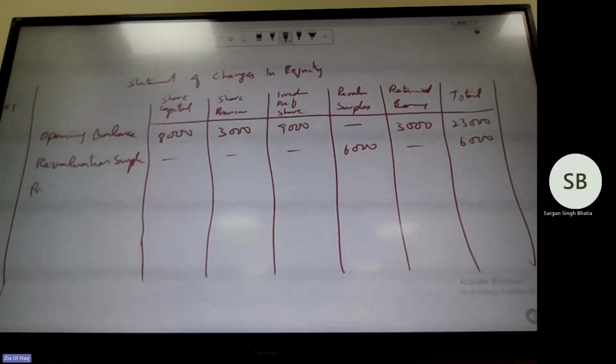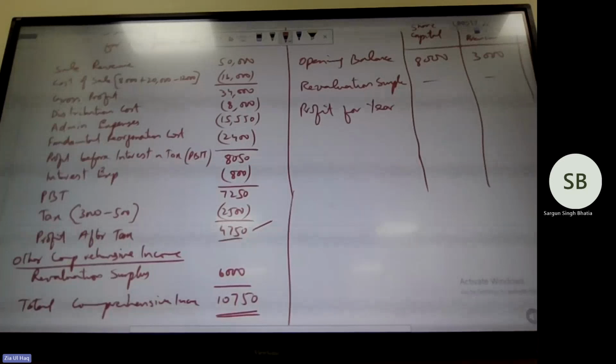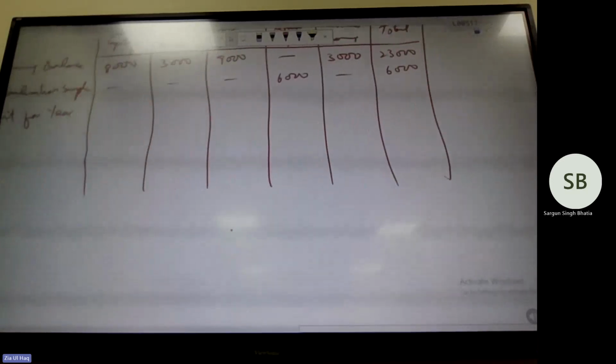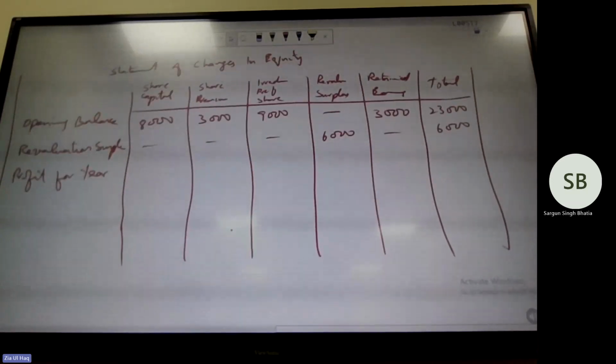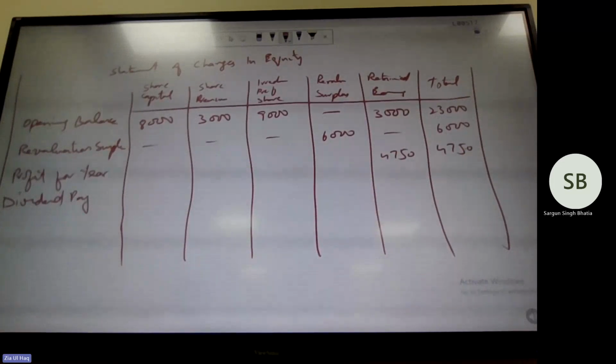Profit for the year. What was the profit figure? It was 4,750. So 4,750 will be added in retained earning. If there is a loss, it will be deducted. Any dividend paid? Yes, dividend paid was 2,500.